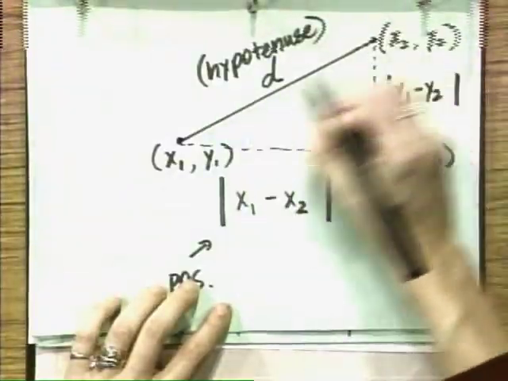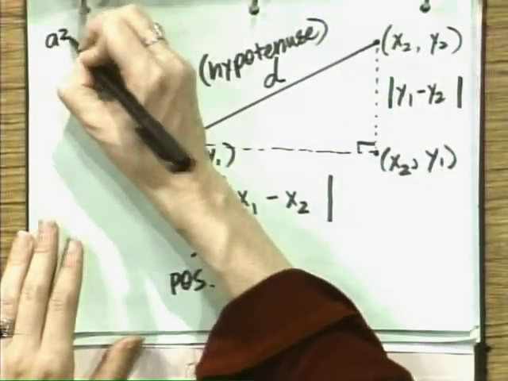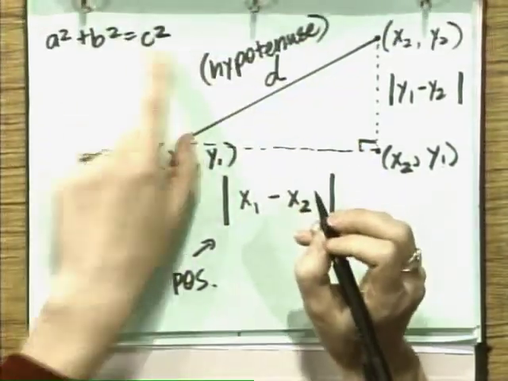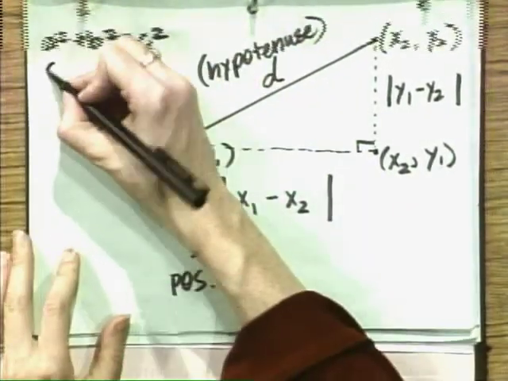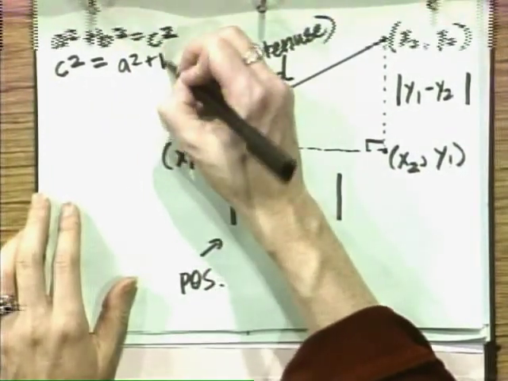To get D, we're going to use the Pythagorean theorem. What is our Pythagorean theorem? a squared plus b squared equals c squared. Why don't we write this out a little bit differently? We could write this down as c squared is what? a squared plus b squared.